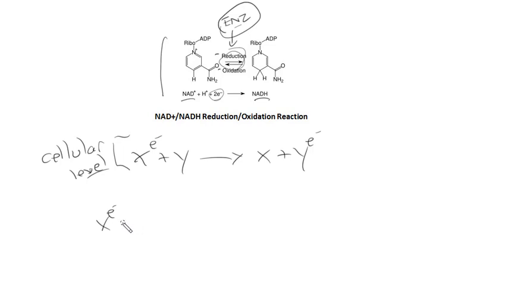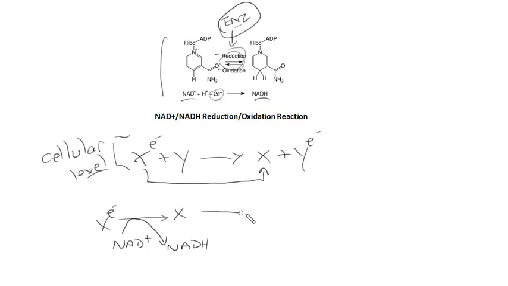In order to transform X like this, in the oxidation reaction, a molecule of NAD+ will be transformed into NADH. By accepting electrons, it will be transformed into NADH. And then we will have this here.